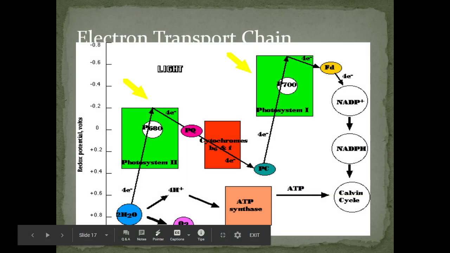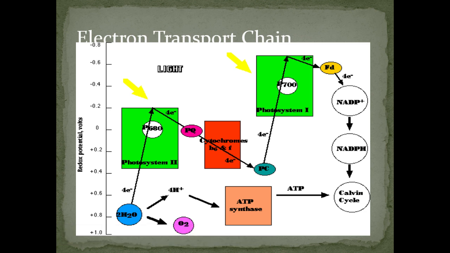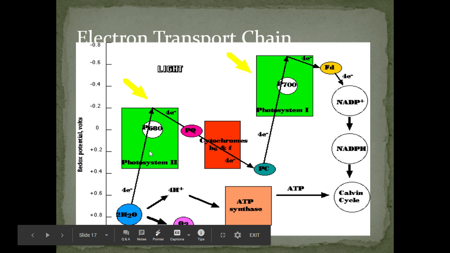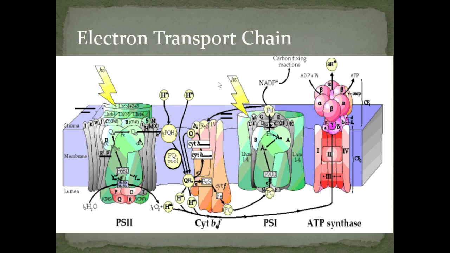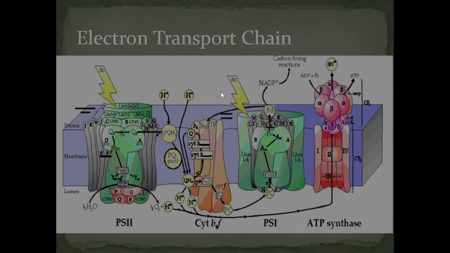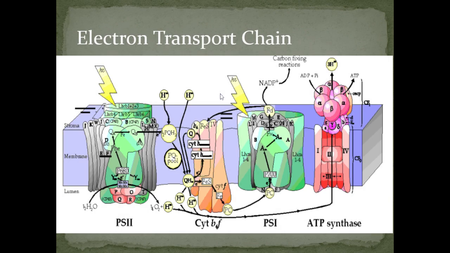So here is your electron transport chain. So basically everything I said is happening here. So your light is absorbed, we push our electrons out, O2 is lost, then we have our chain. This one looks a little bit more complicated, but it is basically the exact same thing.